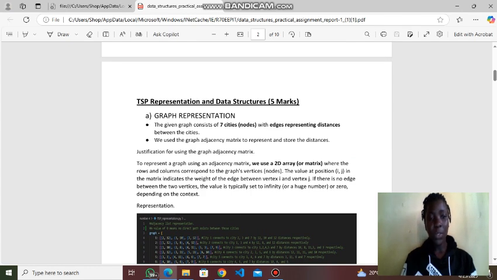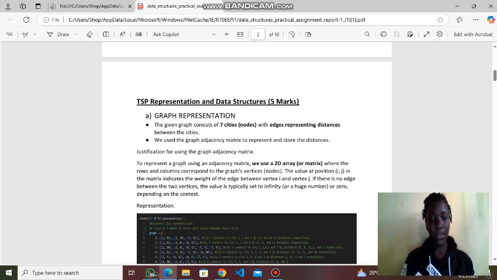Part number 1 basically involves the TSP representation and data structures. When I talk about TSP, I'm talking about the traveling salesman problem. We're going to see how we represent it, plus the data structures. Basically, it's graph representation. We are given 7 cities, which are the nodes, with edges representing distances between the cities.